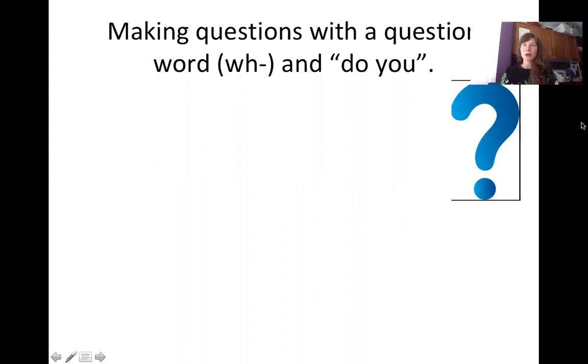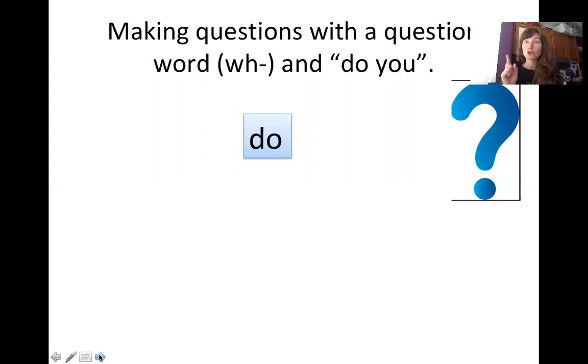Okay, now let's have a look at question words. Sometimes you can make questions not just with do you, but also with a question word like what, where, when, how, what time. So let's see how we are going to do this. Remember to put your question mark. It's really important when you are writing a question, put a question mark at the end.